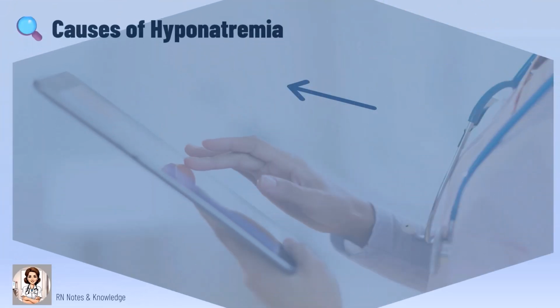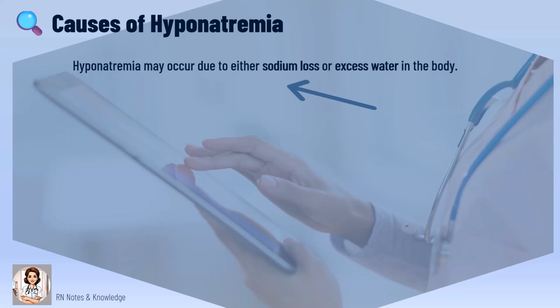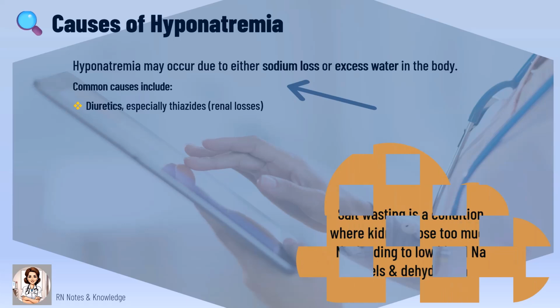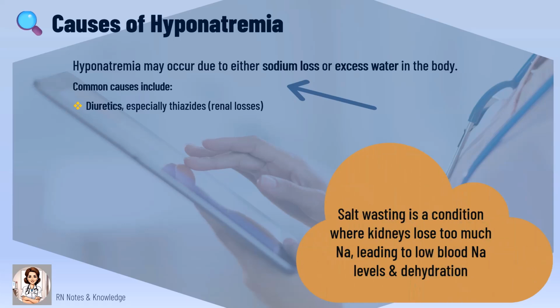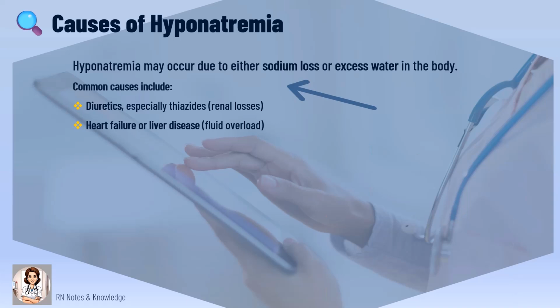General causes of hyponatremia. Hyponatremia can occur due to either sodium loss or excess water in the body. Some common causes include the use of diuretics. Diuretics can decrease serum sodium and chloride levels. Note, with advanced renal disorders, the tubules do not respond to ADH, therefore there's a loss of sodium and water. This is known as salt-wasting kidney disease. Heart failure or liver disease, where we have a fluid overload.